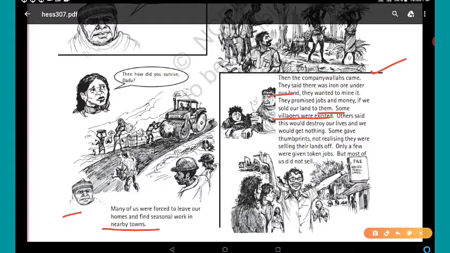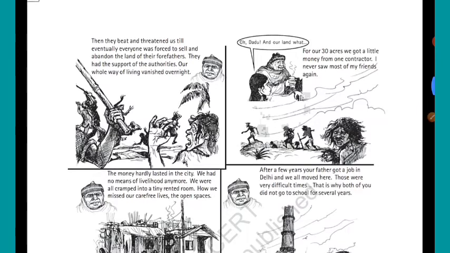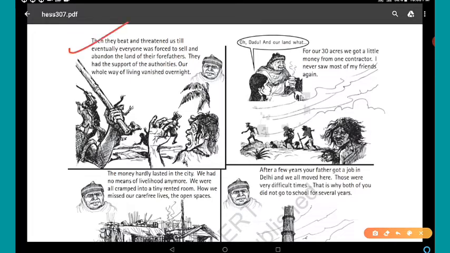Others said this would destroy our lives and we would get nothing. Some gave thumbprints, not realizing they were selling their lands off. Only a few were given token jobs, but most of us did not sell. Then they beat and threatened us. Still, eventually, everyone was forced to sell and abandon the land of their forefathers. They had the support of the authorities. Our whole way of living vanished overnight because the land was taken away.